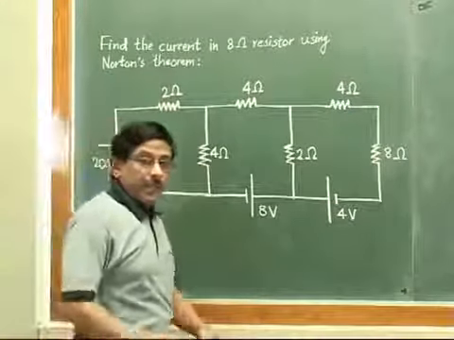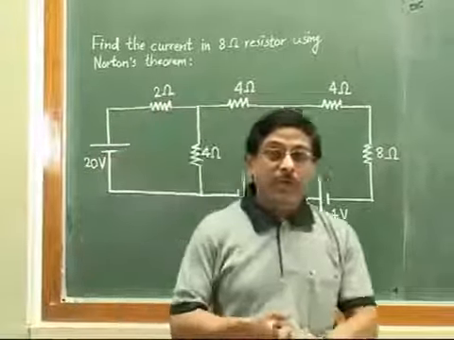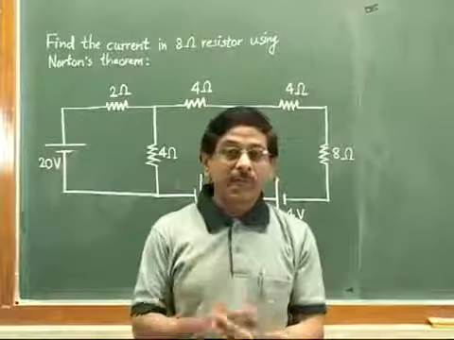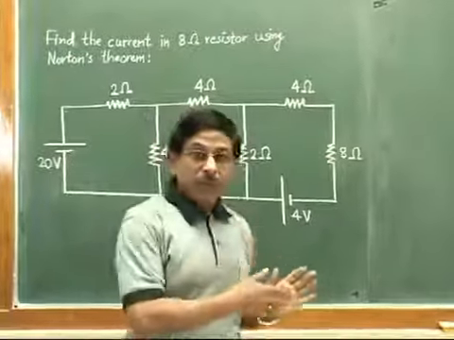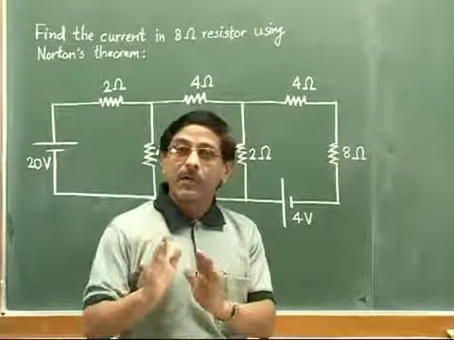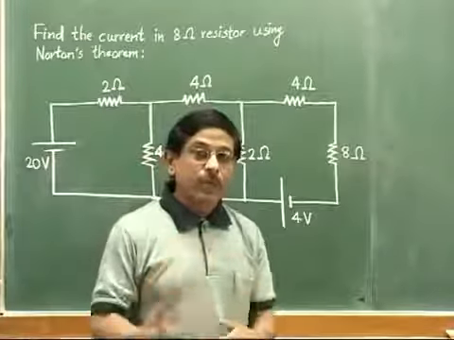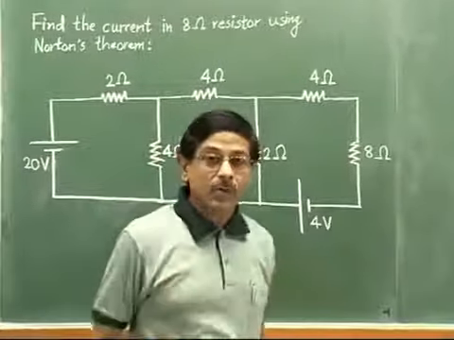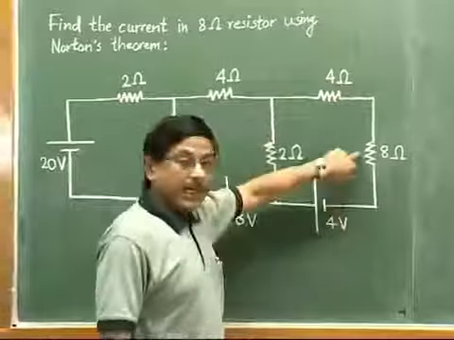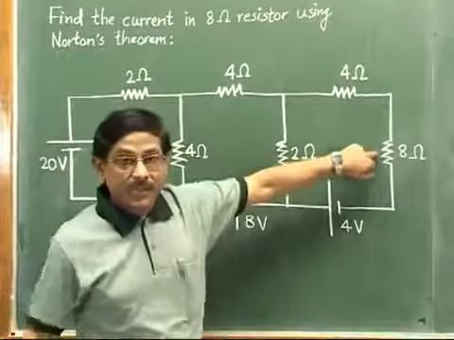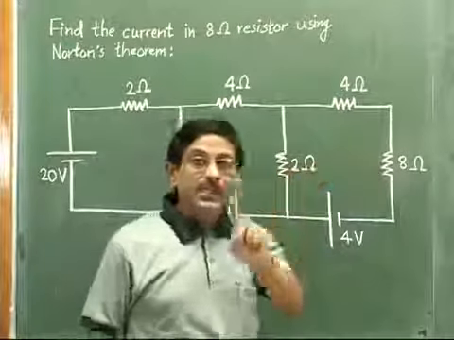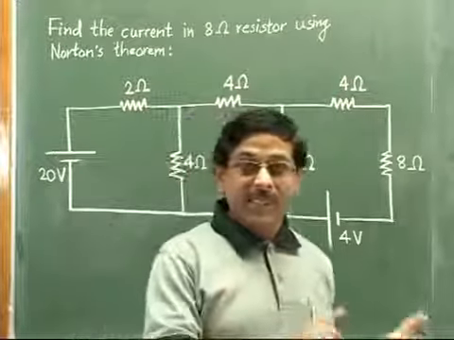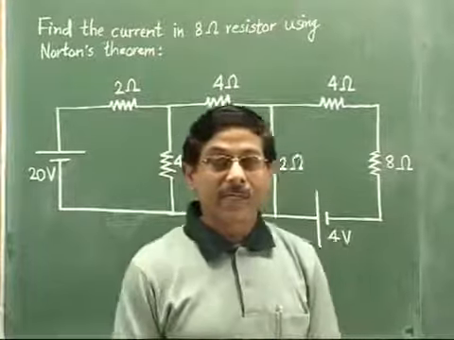Now see here, I had told in the earlier video of Thevenin's theorem that we can solve any such problem by using 5 simple steps. Here also there will be 4 or say 5 simple steps which we can use for finding out the final solution. Our problem is to find the current in this 8 ohm resistor, but we have to use Norton's theorem. Now see, the step 1 is same.